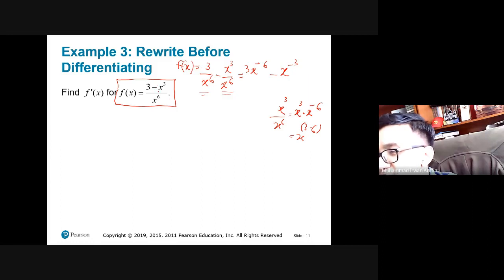So we have a rational function, with a numerator and a denominator. Rather than applying the quotient formula, we can actually separate them.